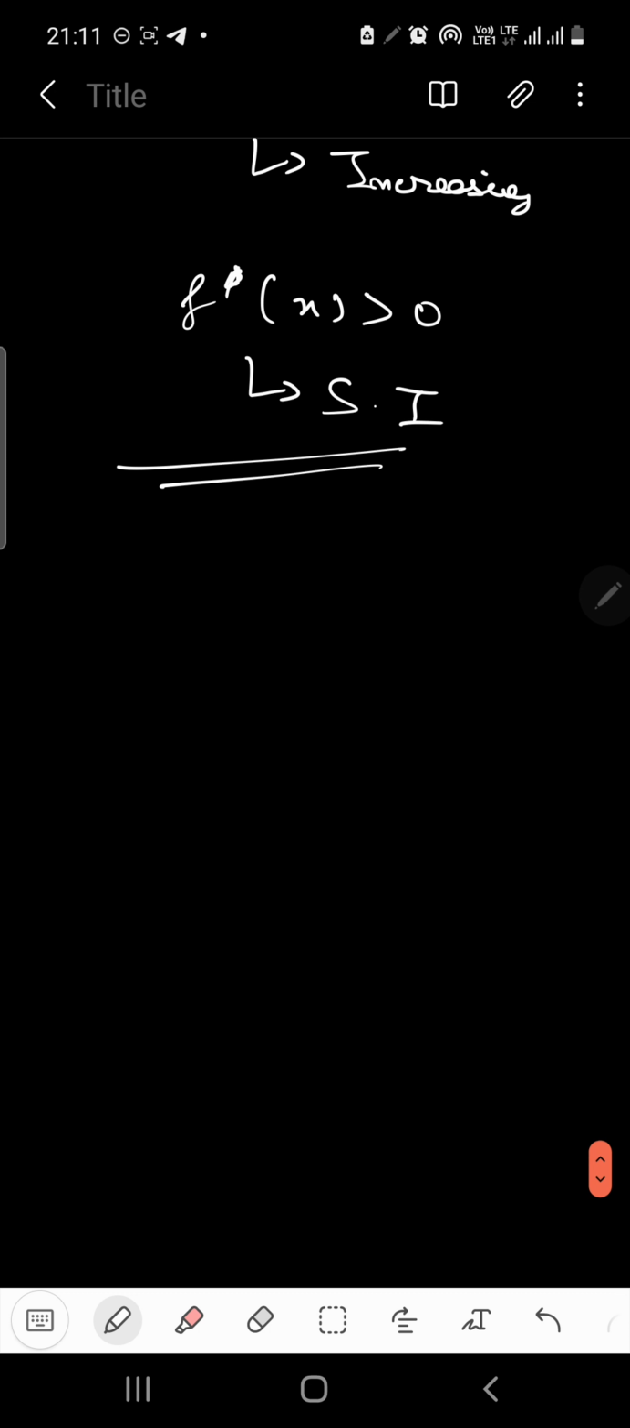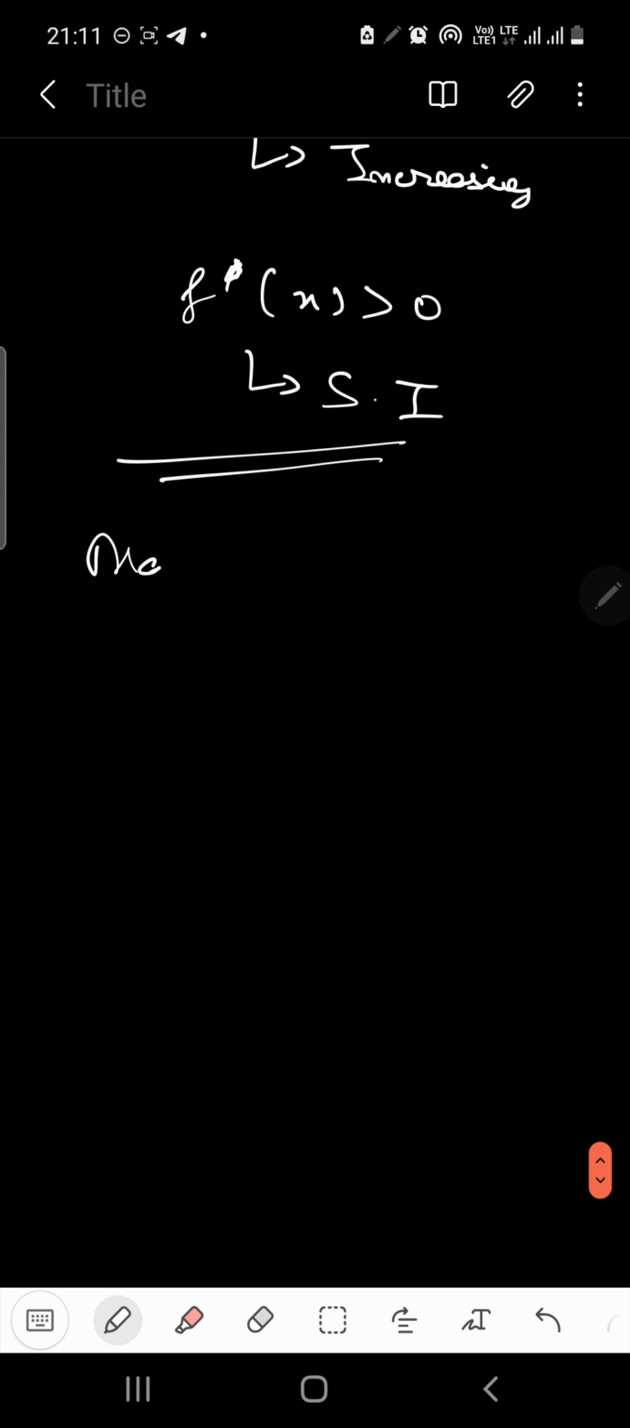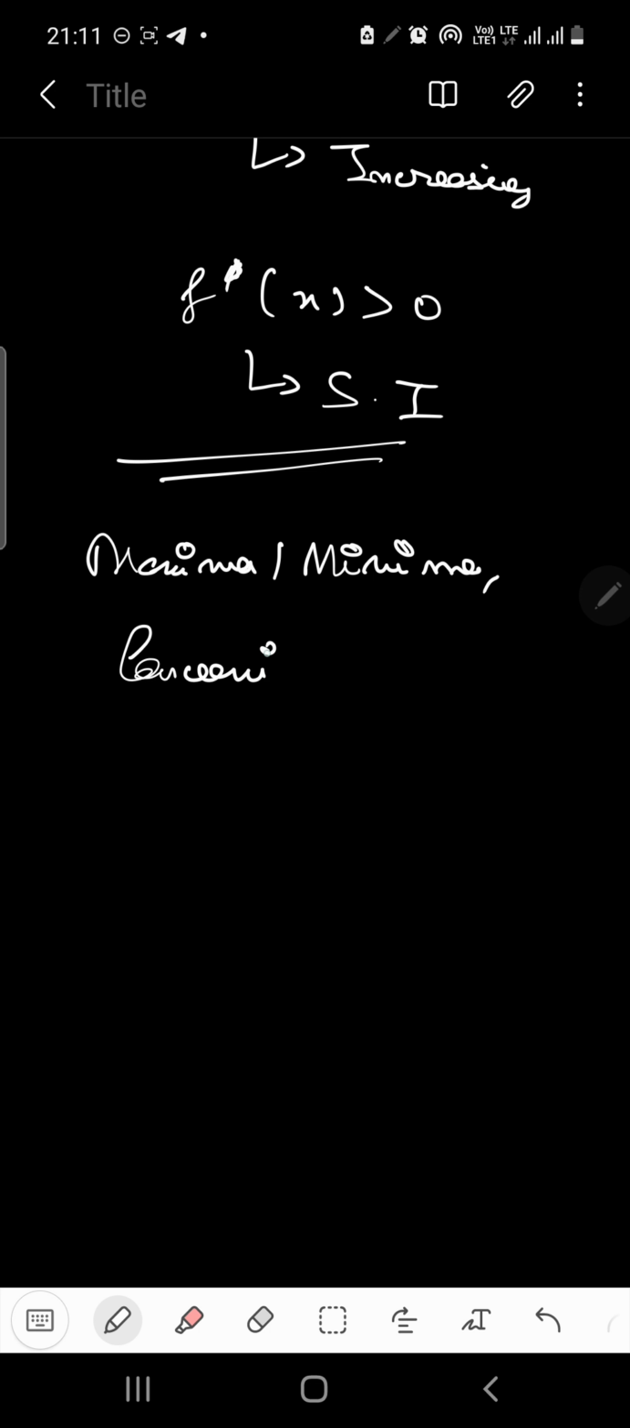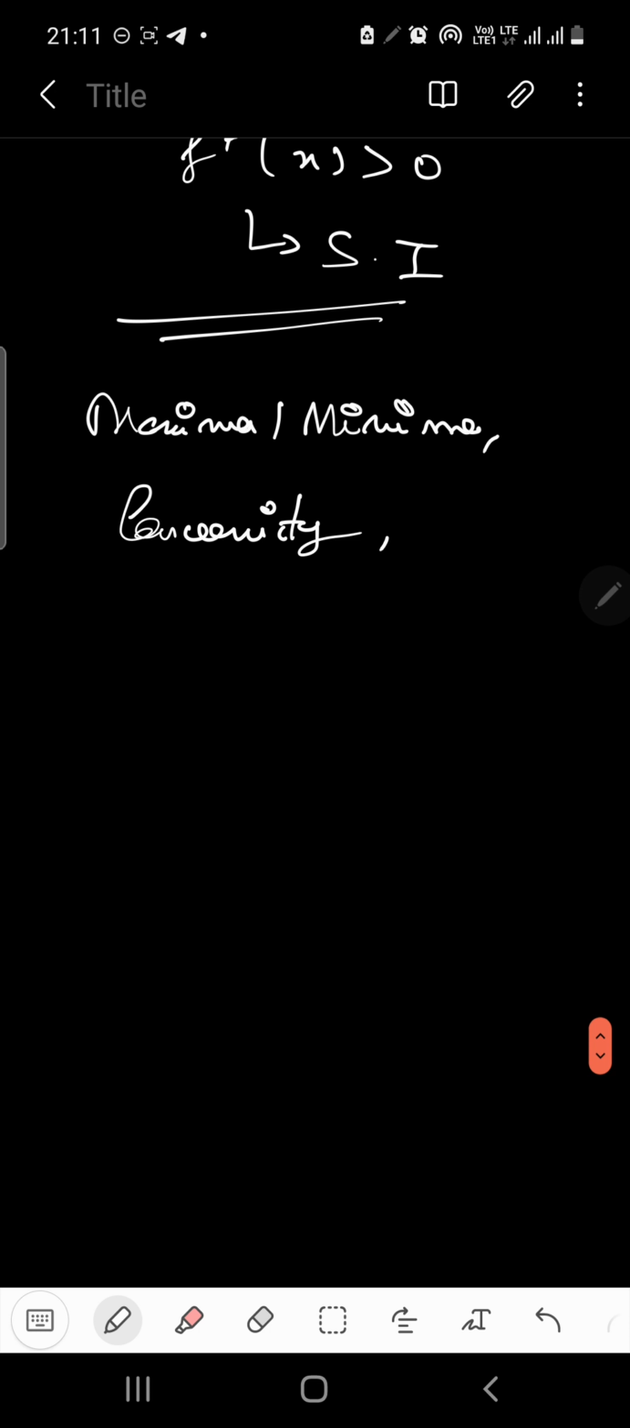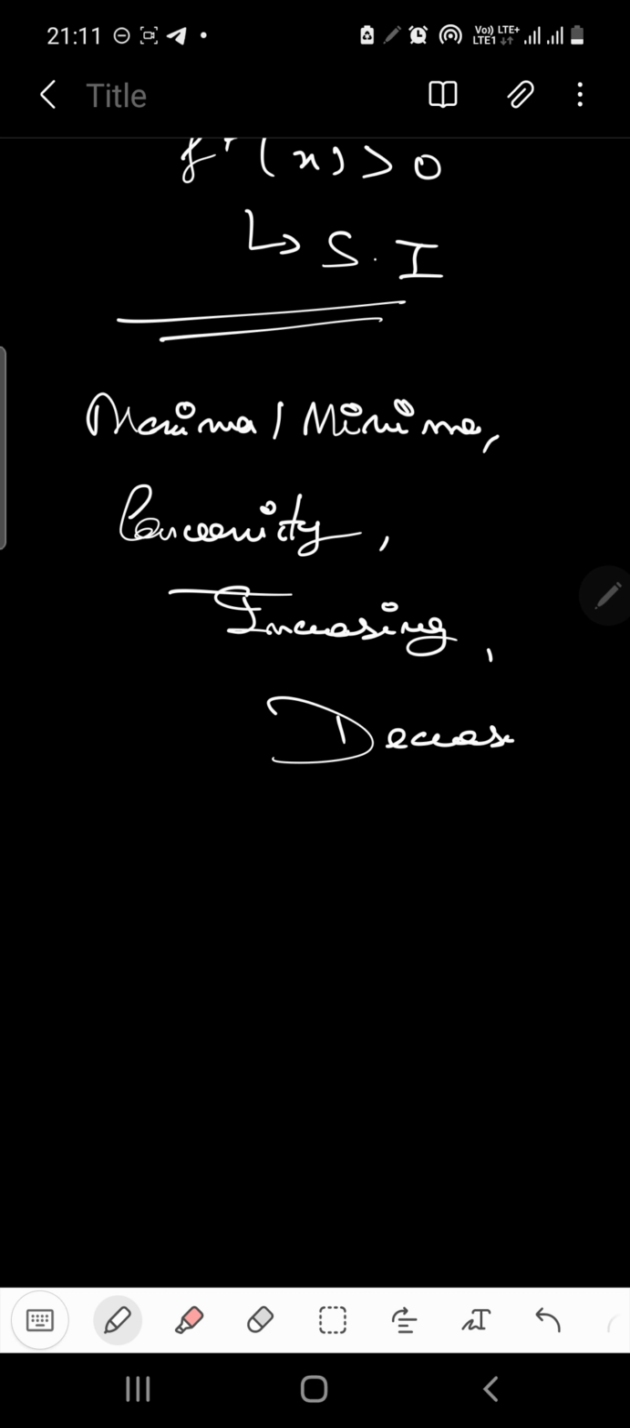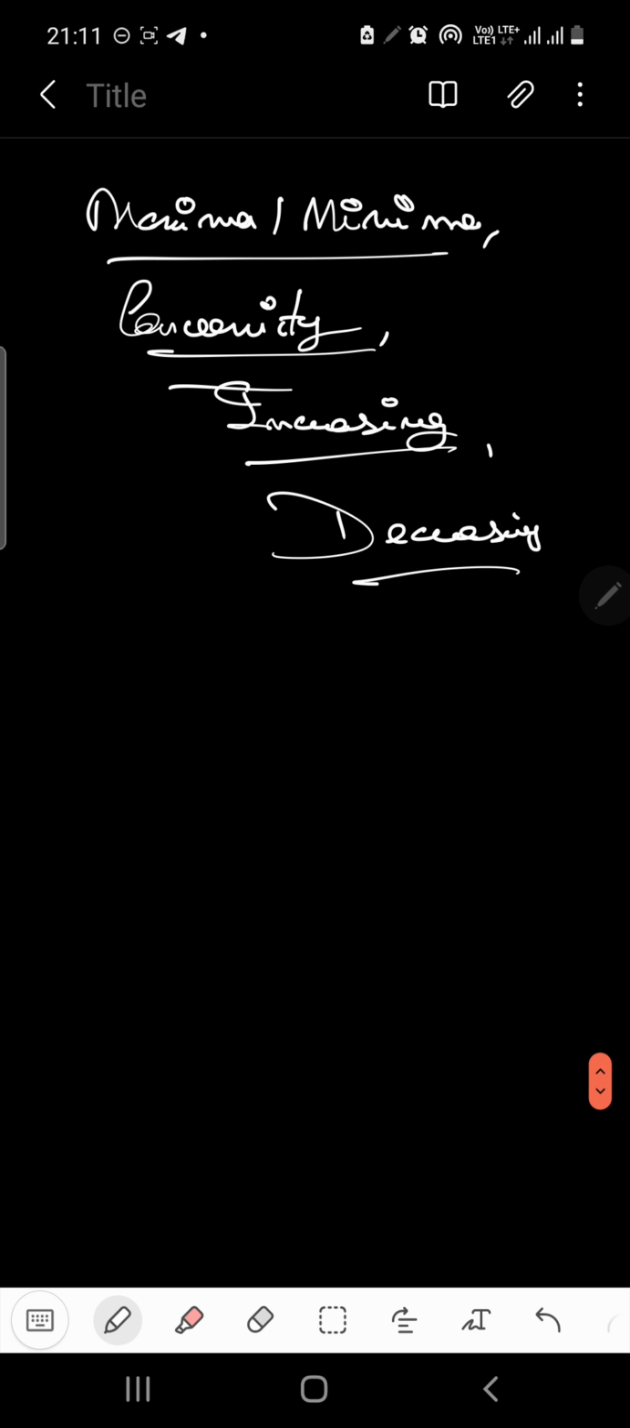So we have covered 3 portions: maxima minima, convexity or concavity, and increasing decreasing. Okay, next we need to understand the nature of the function, the symmetric nature of the function.